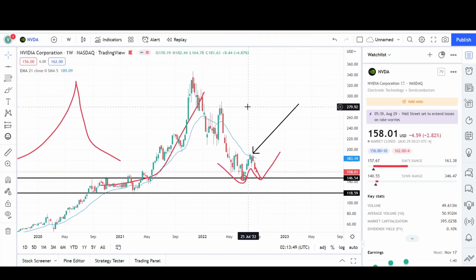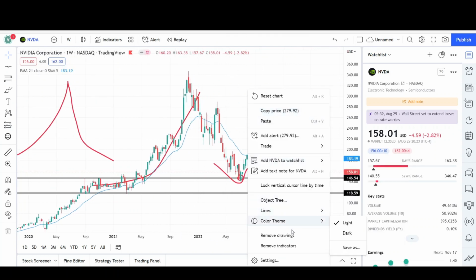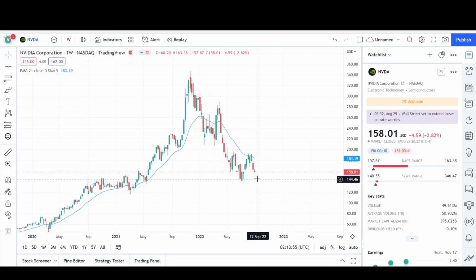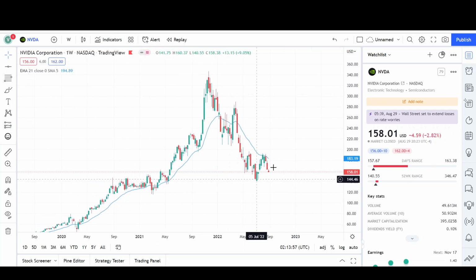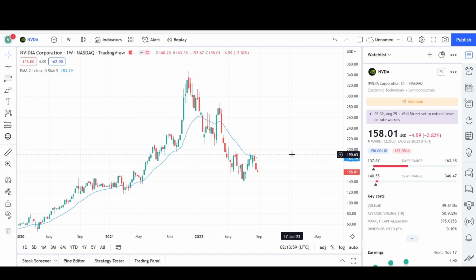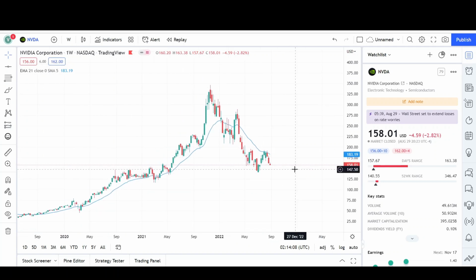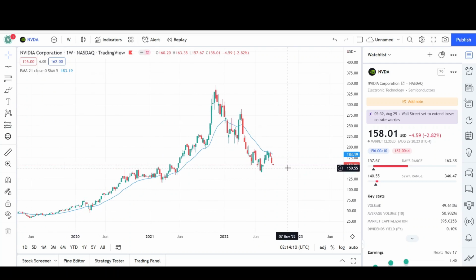Whole market selling off. I expect the same for NVIDIA. Looking for that 146 price target. Now it just all depends if we're going to get a bounce. If we get a bounce, we can go back up to the 190 level. Now if we break it, I think we can drop down easily to the 120 or even the 110 level. So that's everything I have for NVIDIA, and we'll do an update sometime in the future.